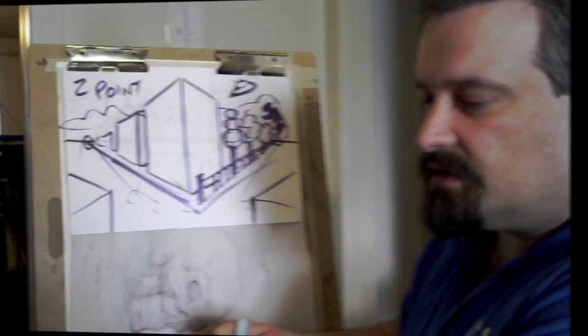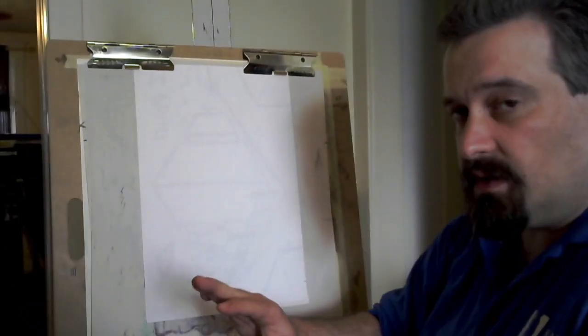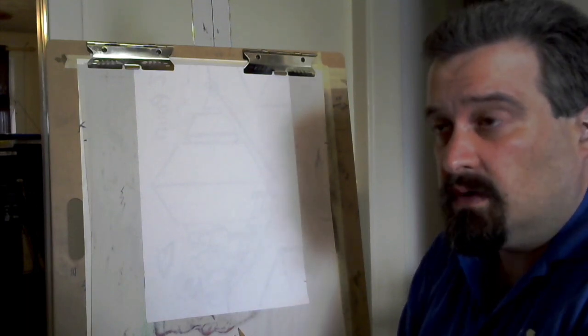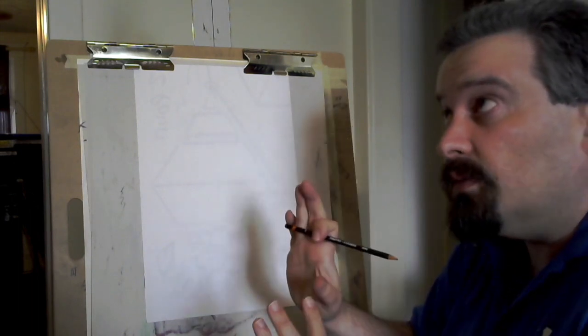Let's do one more of these. So this is going to be the hardest one to get a handle on, and it's probably the one you see the least often unless you stand on top of buildings a lot or you're very, very short. Three point perspective is when you're looking at something from either a bird's eye view or a worm's eye view.